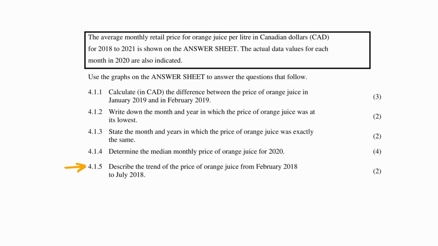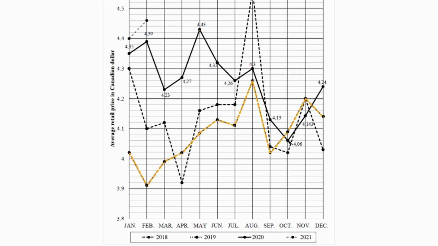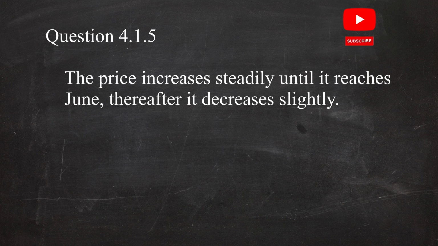In question 415, you will have to describe the trend in the price of orange juice from February 2018 to July 2018. On the graph, the thick dashed line represents the price of orange juice in 2018. From February to July 2018, the price increased steadily until June and thereafter decreased slightly.